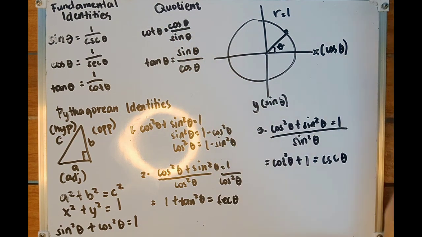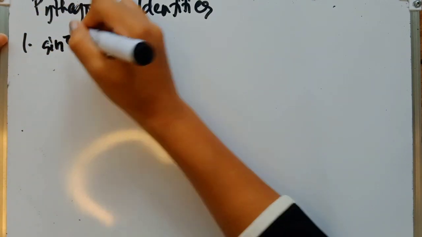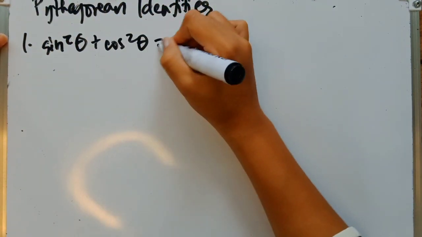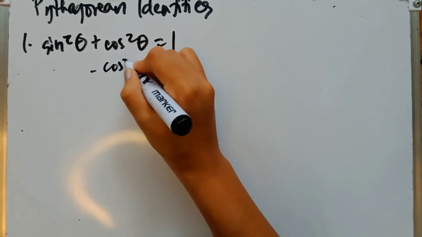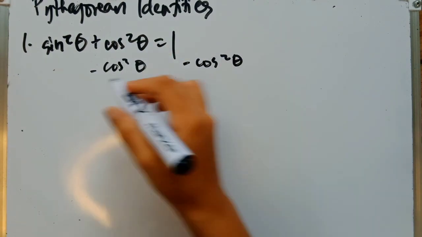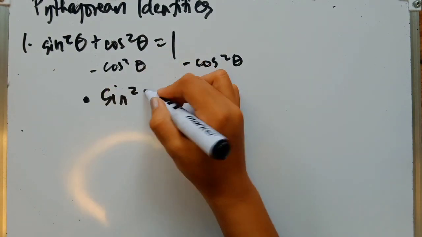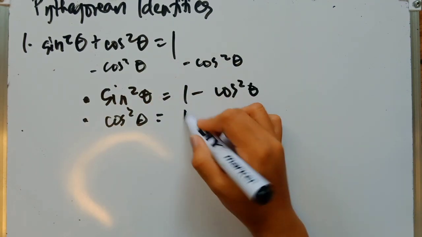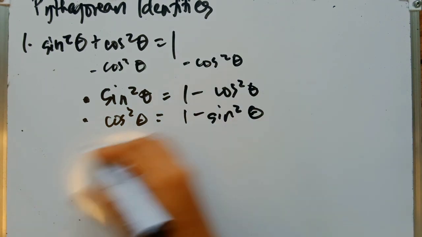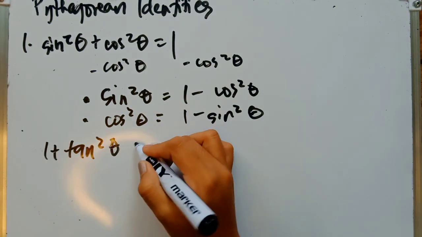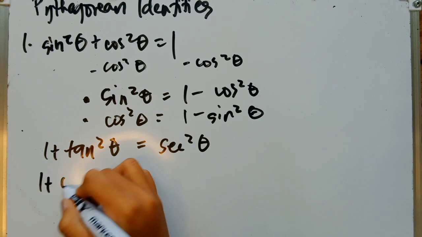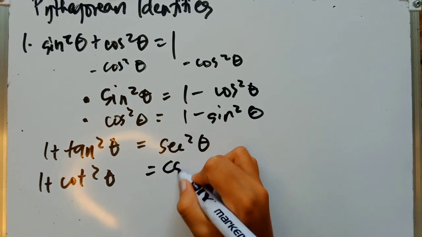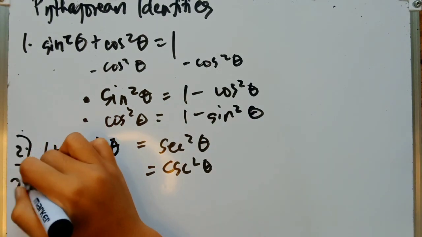To sum up, our Pythagorean identities: number 1, sine squared theta plus cosine squared theta equals 1. If we subtract from both sides, that results in the other two corollary identities. Our second Pythagorean identity is 1 plus tangent squared theta equals secant squared theta, and 1 plus cotangent squared theta equals cosecant squared theta.